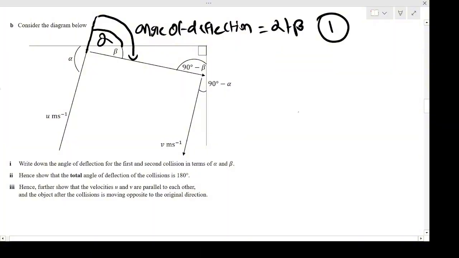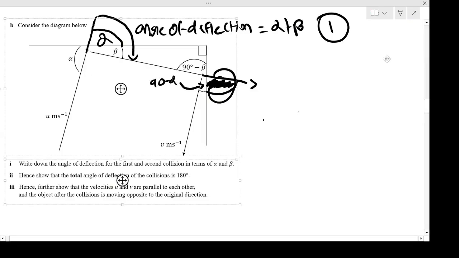Now for the second collision, again, if I extend the initial or before direction like that, this angle is going to be 90 minus alpha. Okay, that was in an awkward spot. But what about this angle here? Well, that's also going to be the angle before, which is 90 take away beta.